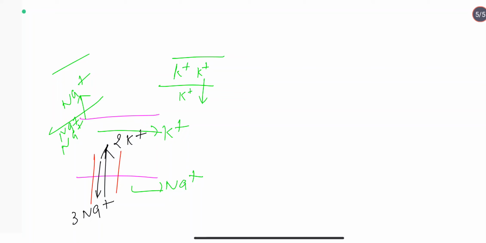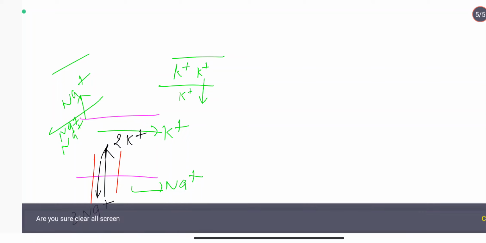This is a very simple thing I have told you. It's a very simplified concept. There's so much more to the sodium potassium pump if I start explaining, but we do not have so much time in this lecture, so let us continue further.